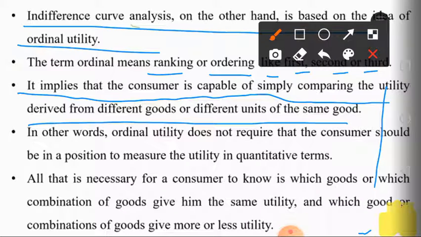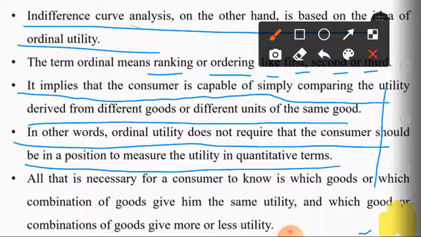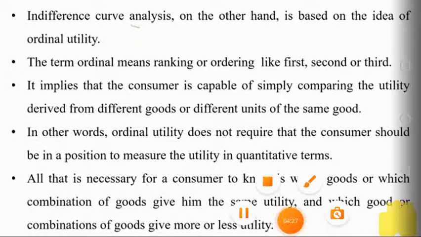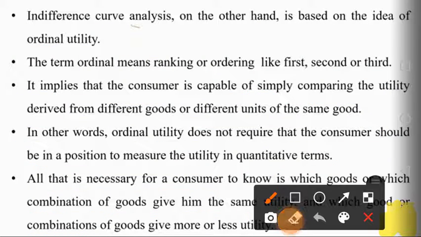So what was the outcome finally? In other words, ordinal utility does not require that the consumer be in a position to measure the utility in quantitative terms. All that is necessary for a consumer to know is which good or which combination of goods gives him the same utility, and which good or combination of goods gives more or less utility. So finally the consumer has to decide the ranking, the order, which is more or which is less.